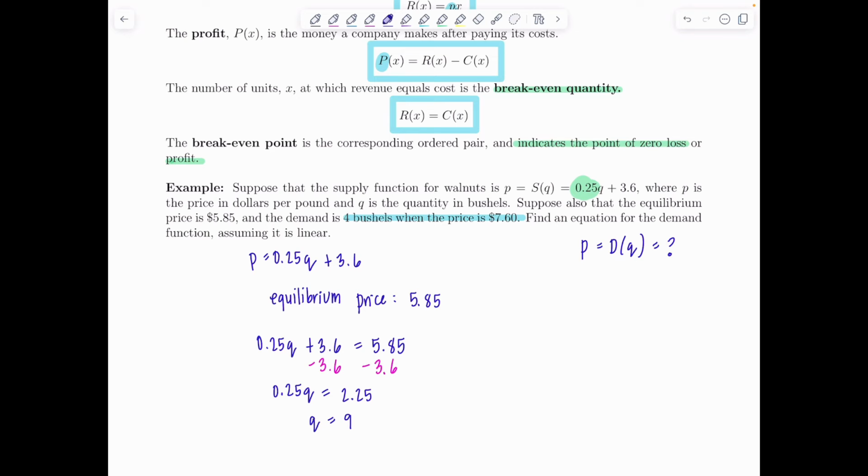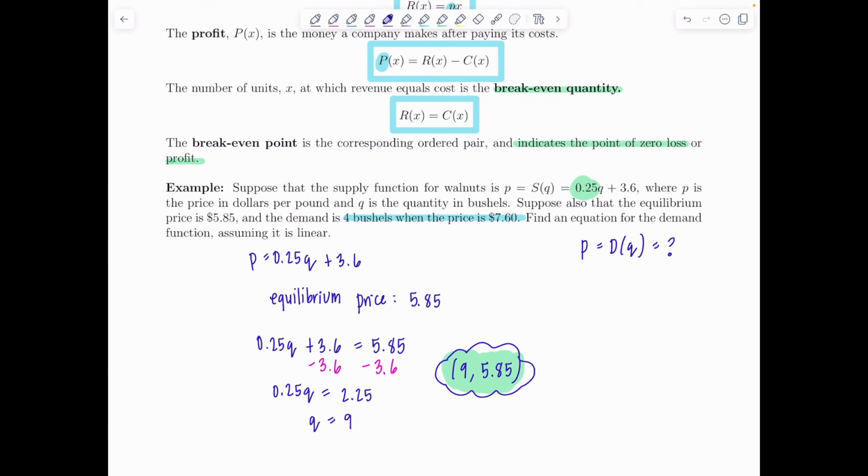Okay, so when Q is 9, the price is 5.85. This is the equilibrium price and quantity. So both the supply and demand equations share this point. They have this point in common. So I know that this point right here is on my demand equation. It's on the line if I were to graph the demand equation.